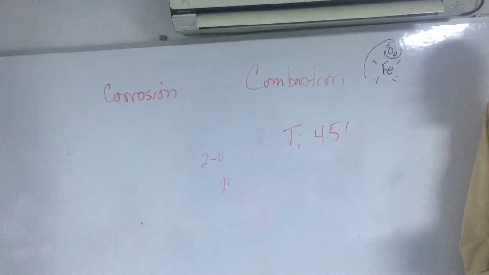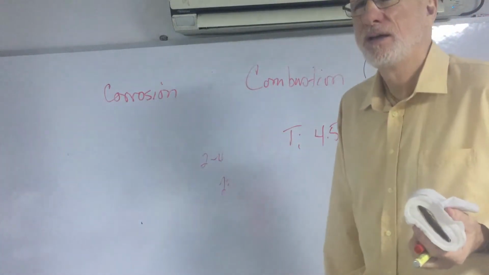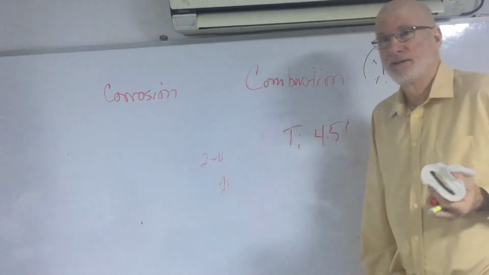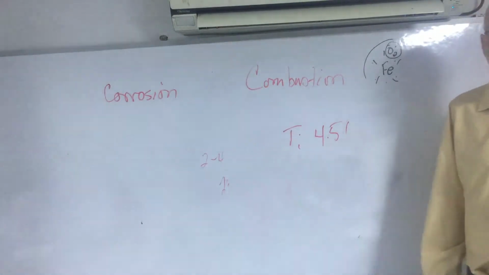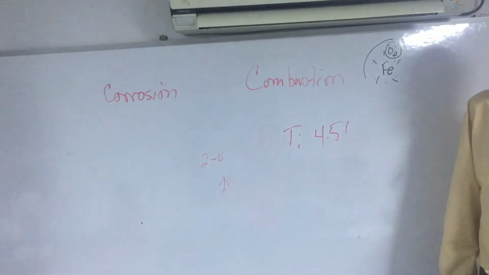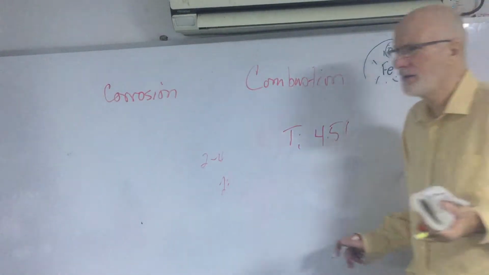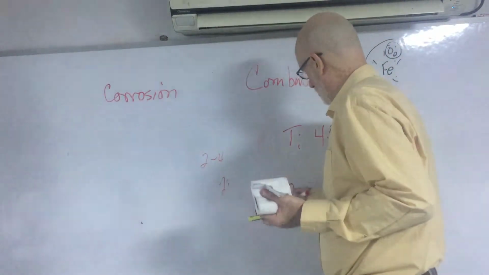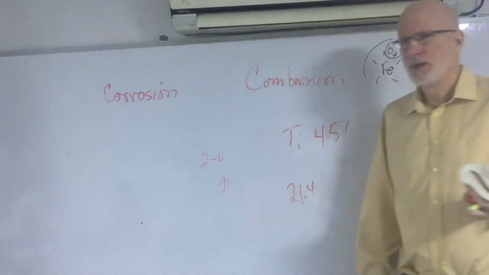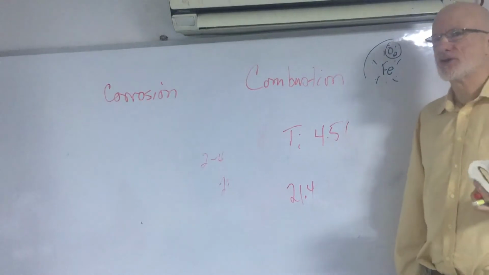So what's platinum? Will somebody look up the density of platinum? I think it's around 20. Gold, I think, is 19. Platinum is 21.4.